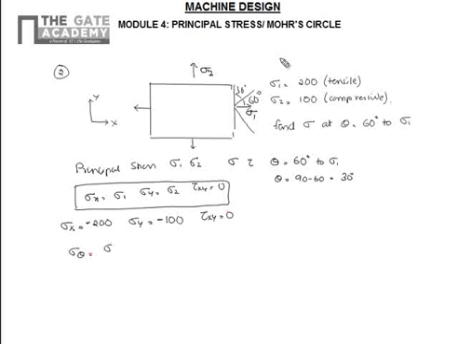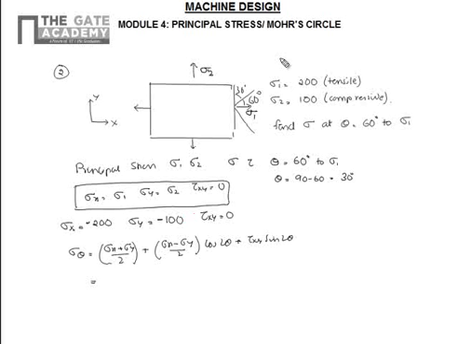It is given by sigma x plus sigma y by 2 plus sigma x minus sigma y by 2 cos 2 theta plus tau xy sin 2 theta. Here you have to be very careful about the sign. If the stress is tensile, we take it as positive. If the stress is compressive, we have to take it as negative. So here sigma y is minus 100, and sigma x is plus 200.